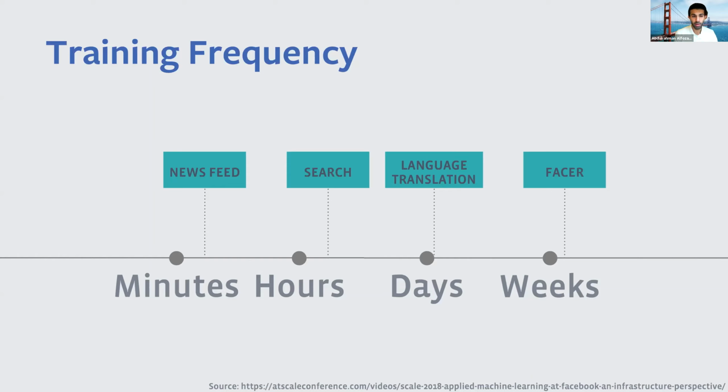Maybe a new topic might show up, a new hashtag, or new breaking news might take over. So you have to always be up to date and capture the latest trends. So a news feed model is retrained very frequently. Search models are also retrained on the order of hours because of new terms. Language models like translation or summarization models are trained in a matter of days or weeks. Language does not change that fast, but you still want to keep up with the latest slang or latest words that people are adding.